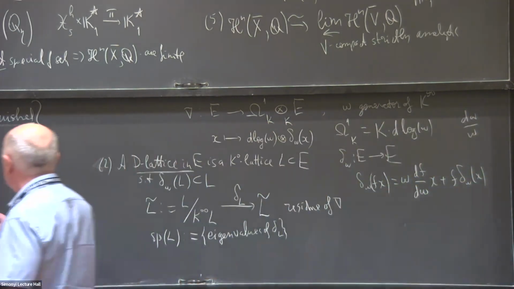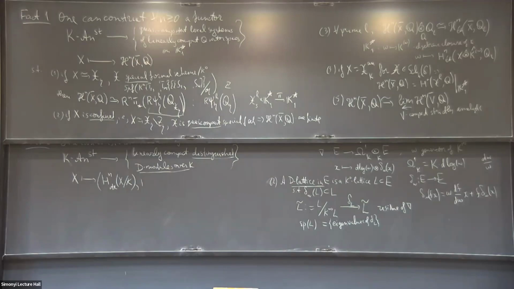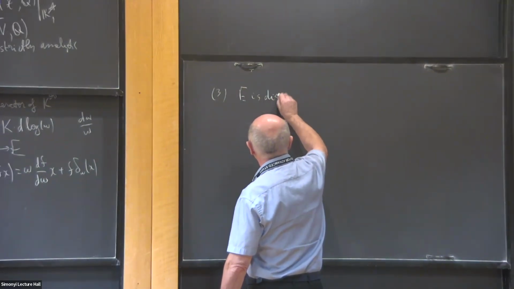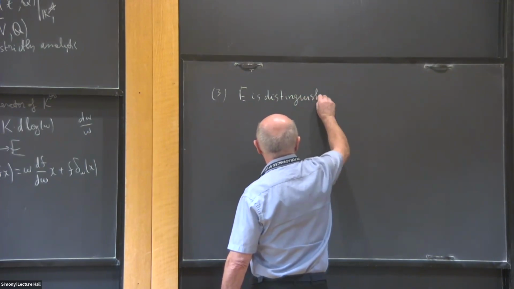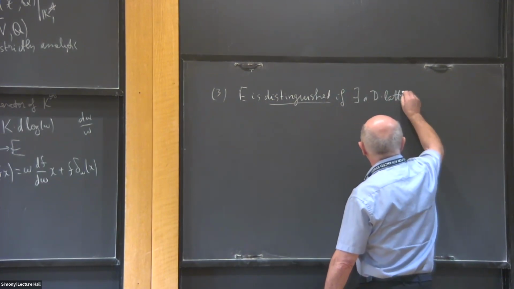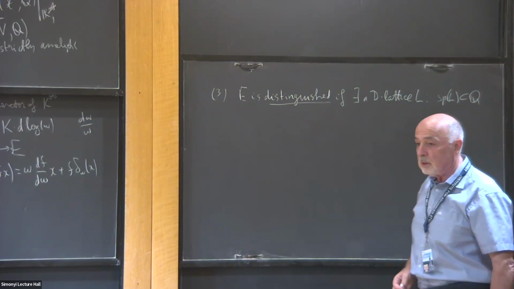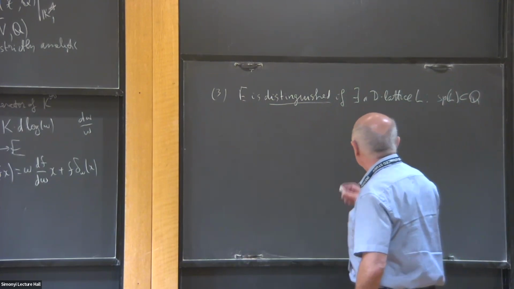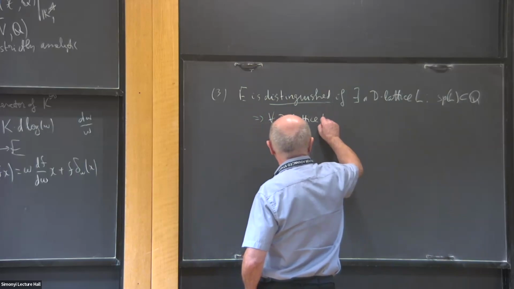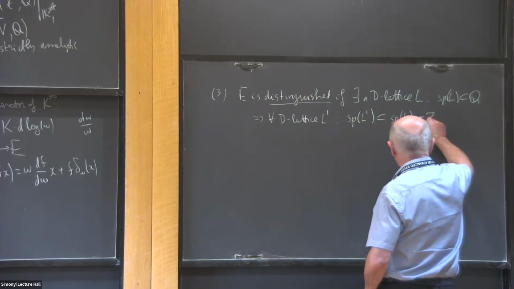Okay, now the next definition, here, it's the third. E is called distinguished if there exists a D-lattice L whose spectrum is a subset of the set of rational numbers. Then one can easily show that for any D-lattice L prime, the spectrum of L prime is just a subset of the spectrum of L plus Z.